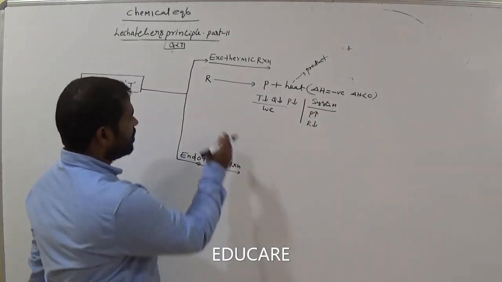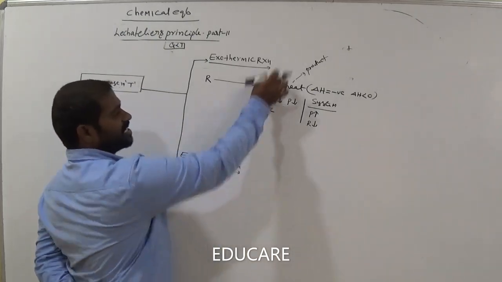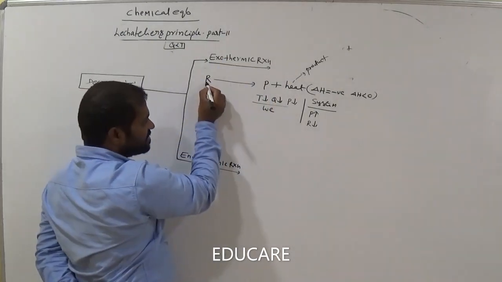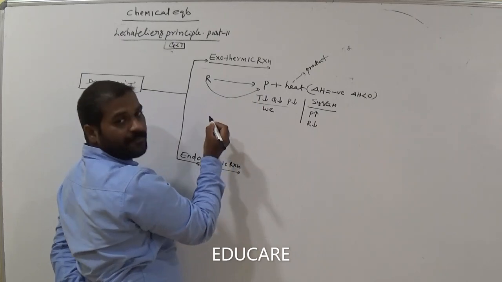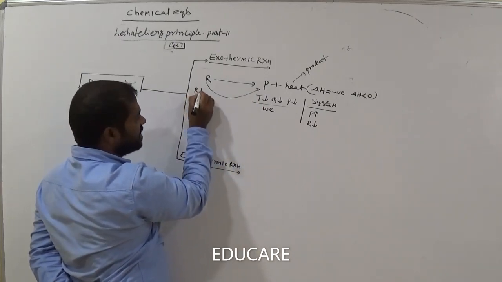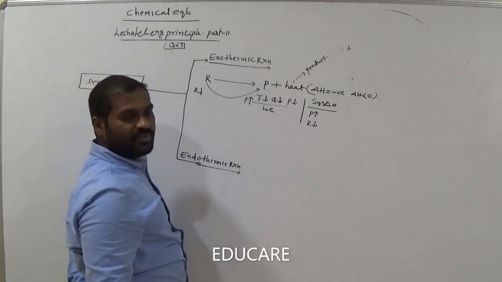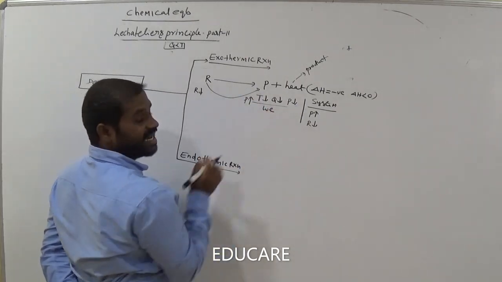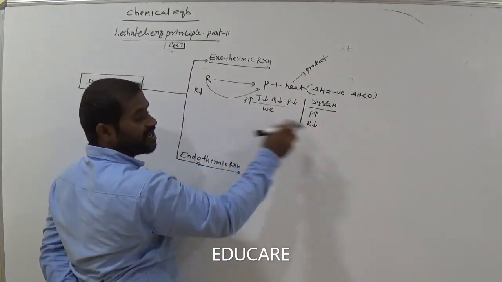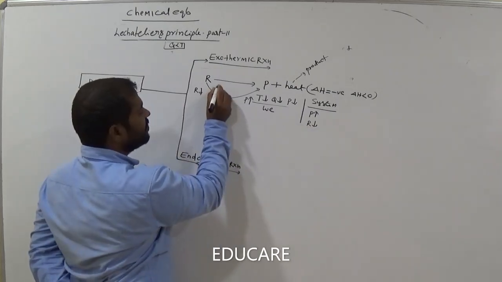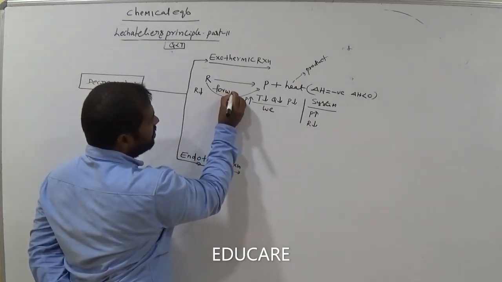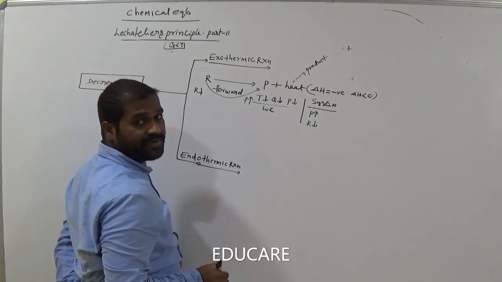Am I right? So now this is the reactant and product. How does the product concentration increase? When the reactants concentration is shifted towards the product. That means the reactants concentration decreases and the product concentration is high or not? The product concentration is high. Then what is the direction of the reaction, or the prediction of the reaction? It is forward. Is it clear for all of you?